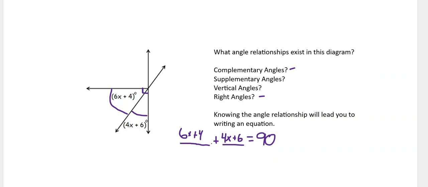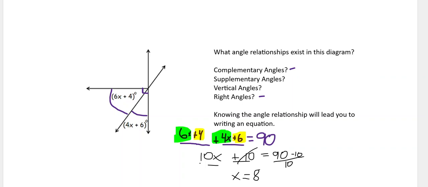Now solve that for x. Pause the video and solve for x. To solve, you combine like terms. 6x plus 4x is 10x. The constants, plus 4 and plus 6, is plus 10. Then you can use inverse operations, subtract 10 from both sides, and then divide by the coefficient 10 to be left with x equals 8.